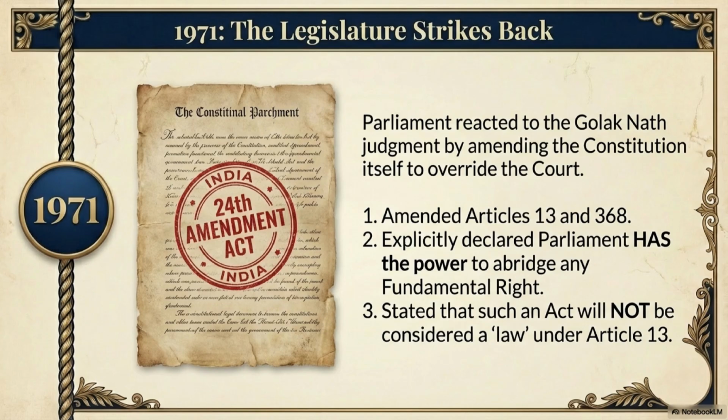You have to understand the psychology here. Parliament sees itself as the supreme representative of the people. We were elected, you weren't. Exactly. If the people vote for a government that wants to change the Constitution to achieve social goals, they believe they should be able to do it. They viewed the Golak Nath judgment as the judiciary stopping the will of the people.